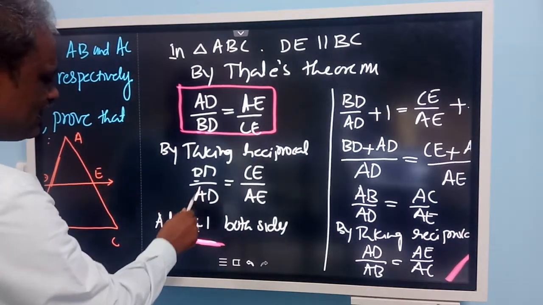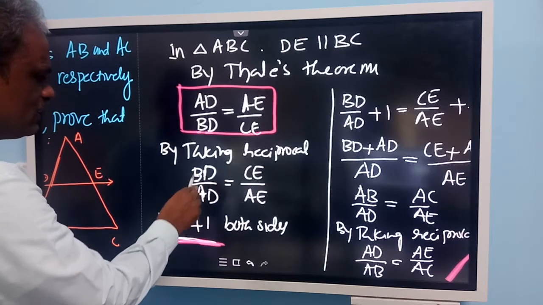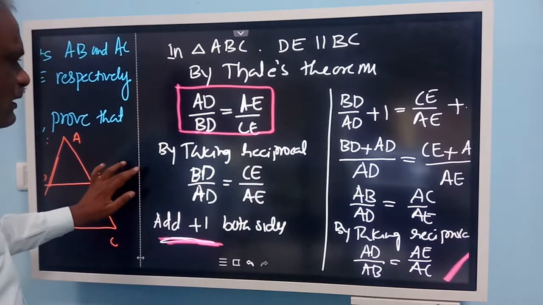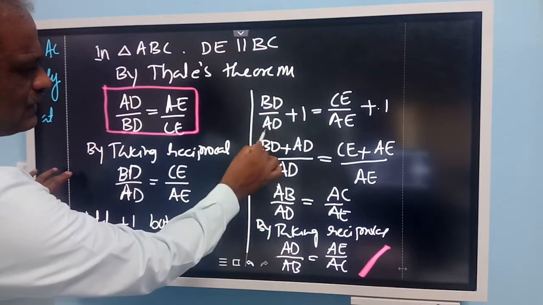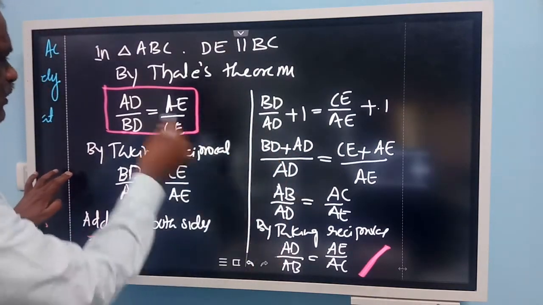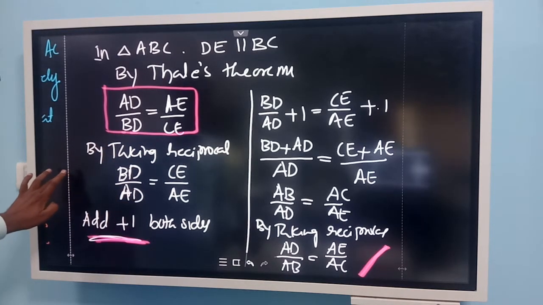So that's why we are taking AD to the denominator and adding plus 1 both the sides. When we add plus 1, whatever is there in the denominator will remain as it is. In all the cases, the AD is remaining here. If you don't take the reciprocal, then BD will remain. Is it clear to all of you?